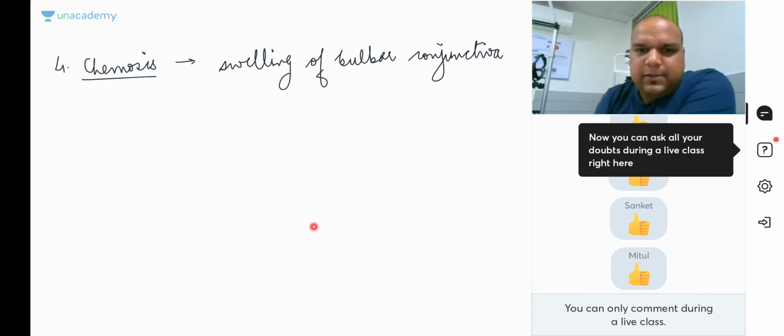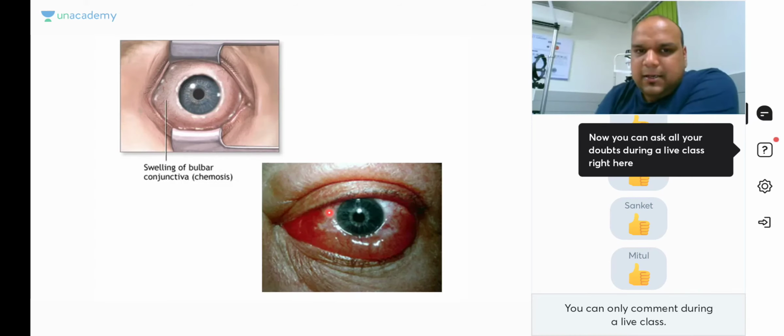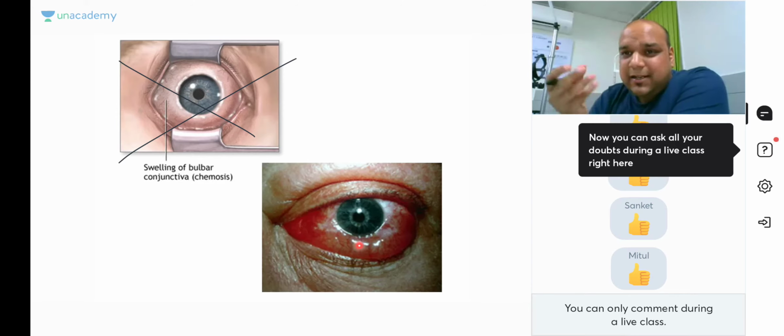I have a decent photograph which can probably explain this to you. So everybody, see this photograph. Can you see in the bulbar conjunctiva there is collection of fluid? It looks as if water has been filled inside a bag. It's almost like a transparent polythene. If you fill water inside polythene, it will loop down a little. So this is your chemosis. No confusion about this.